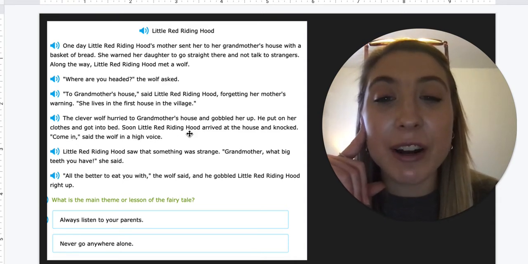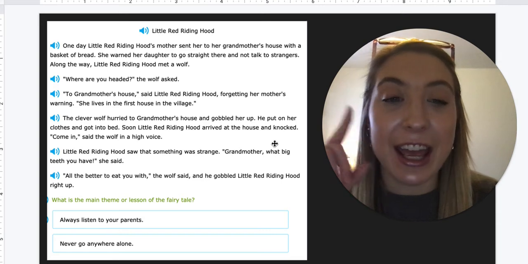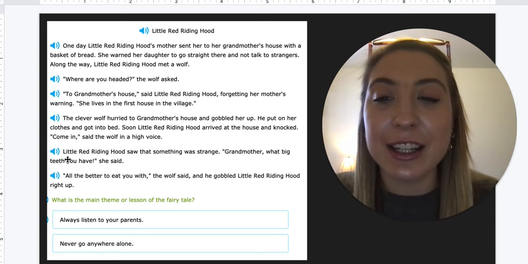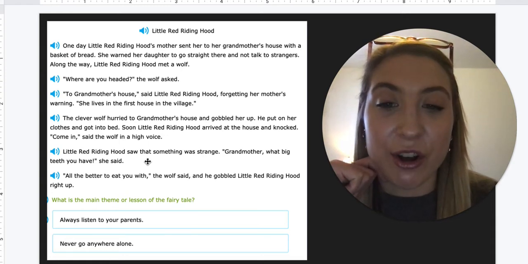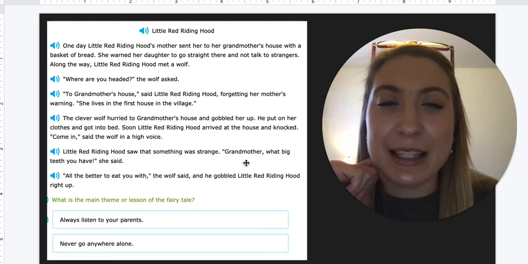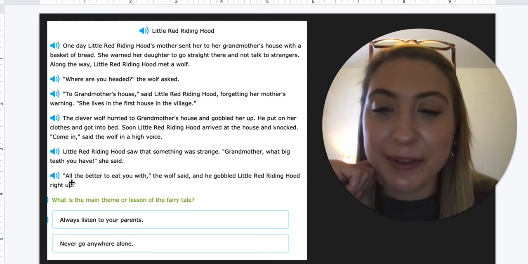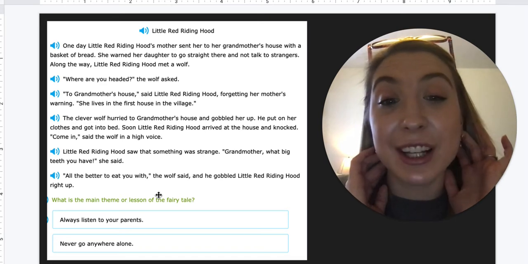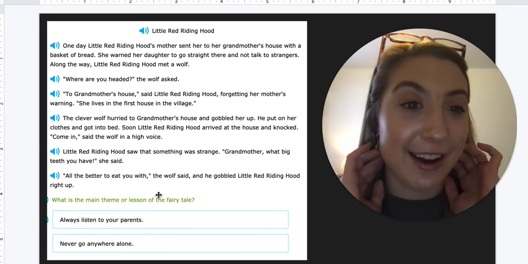Soon, Little Red Riding Hood arrived at the house and knocked. "Come in," said the wolf in a high voice. Little Red Riding Hood saw that something was strange. "Grandmother, what big teeth you have," she said. "All the better to eat you with," the wolf said, and he gobbled Little Red Riding Hood right up.